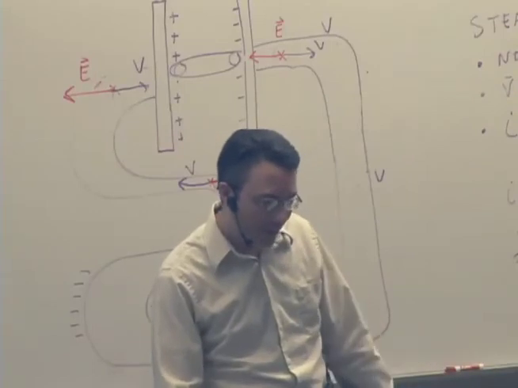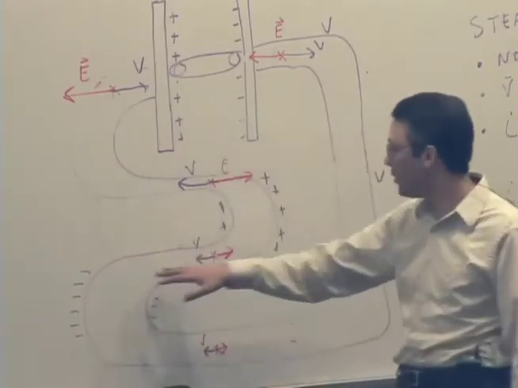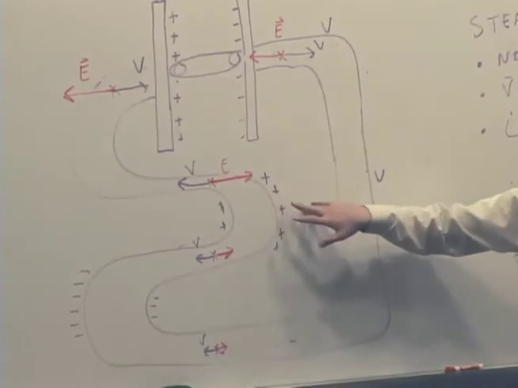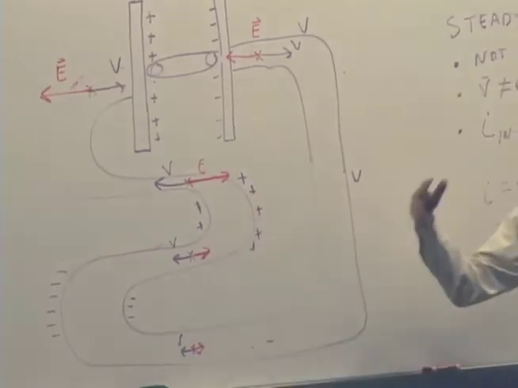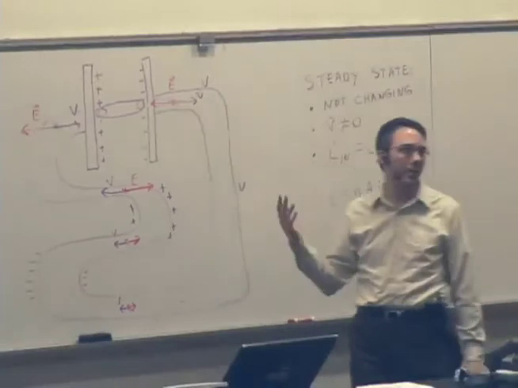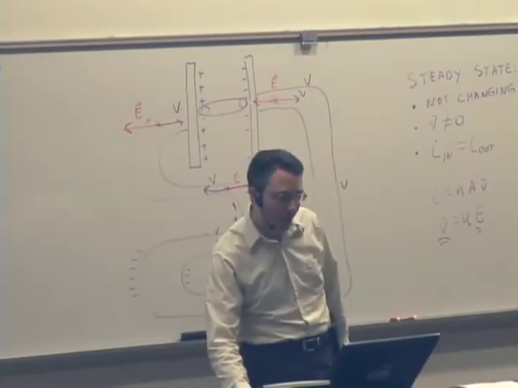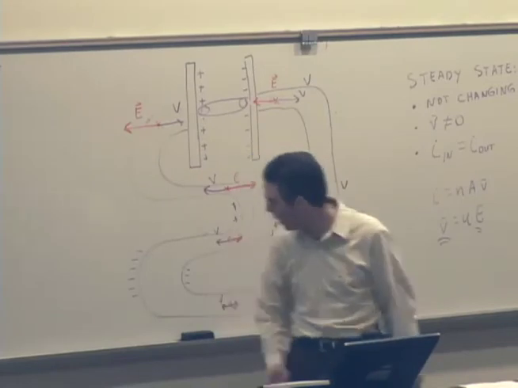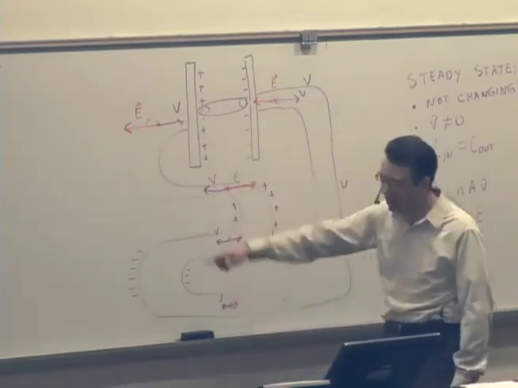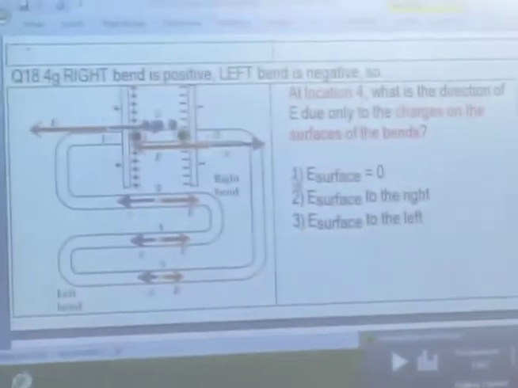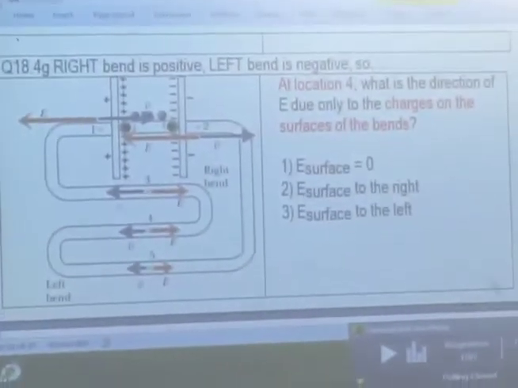Well, if we have excess charge on the surfaces of the wire, those excess charges create an electric field inside the wire, right? So if we're thinking about, let's look at location 4, just directly in between the right bend and the left bend. What's going to be the direction of the electric field due only to those charges we now have on the surfaces of the wire?